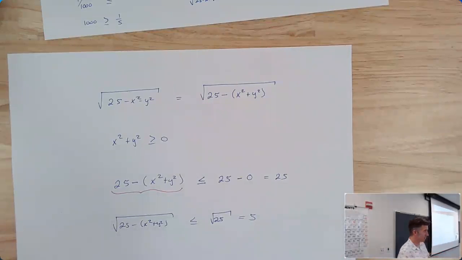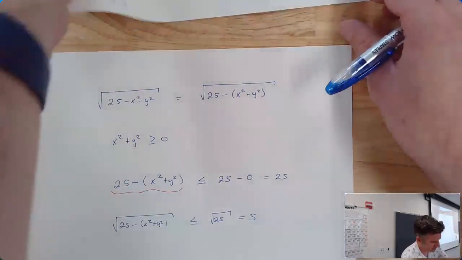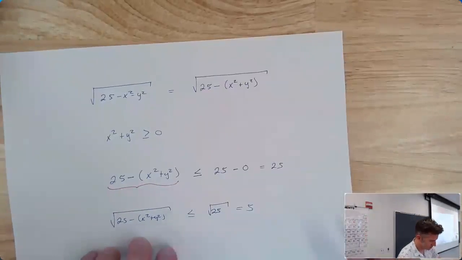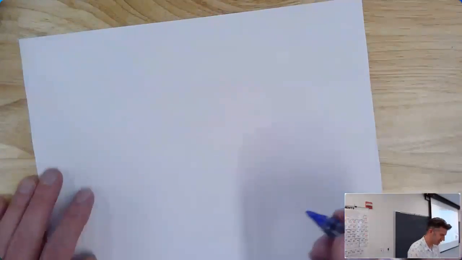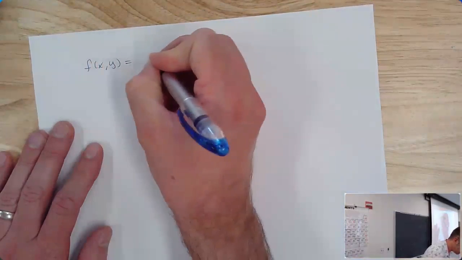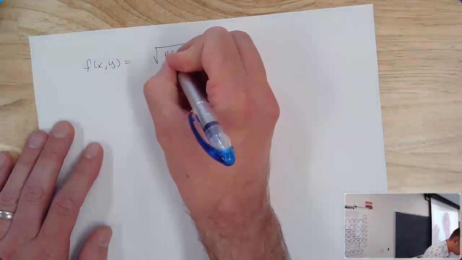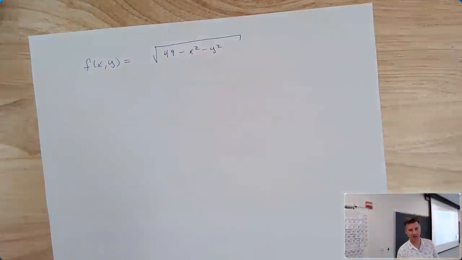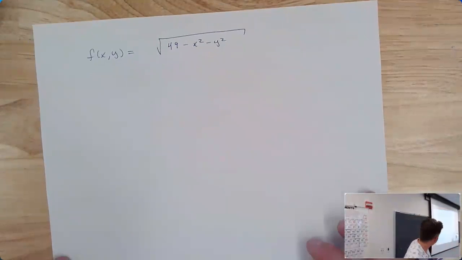Let's look at a similar example, because I think this actually is similar. This function all on its own is similar to a homework question you all have. Let's say we have this function f of x y equal to the square root of 49 minus x squared minus y squared. I will do some level curves here.